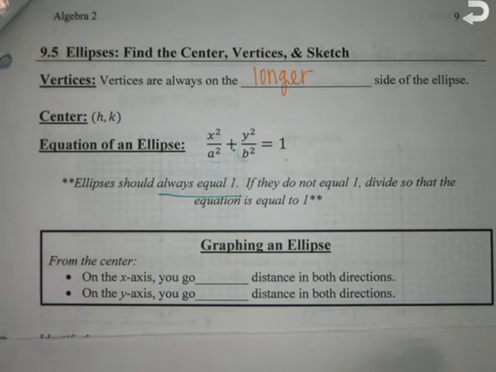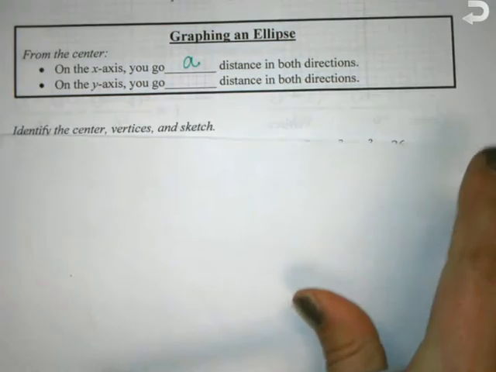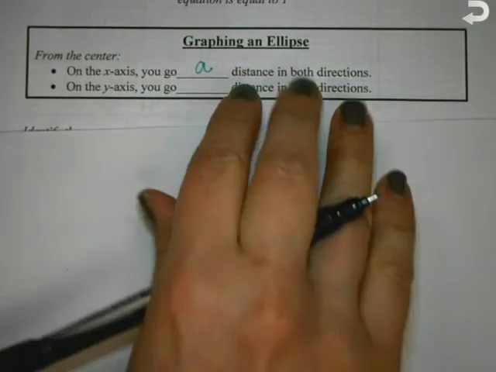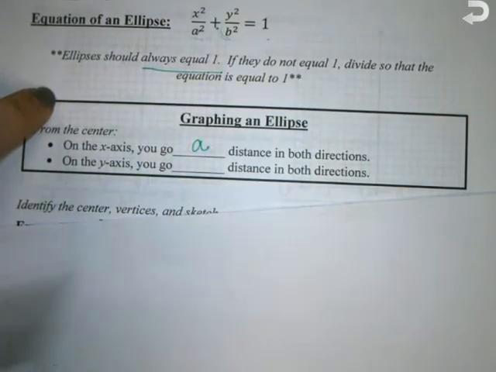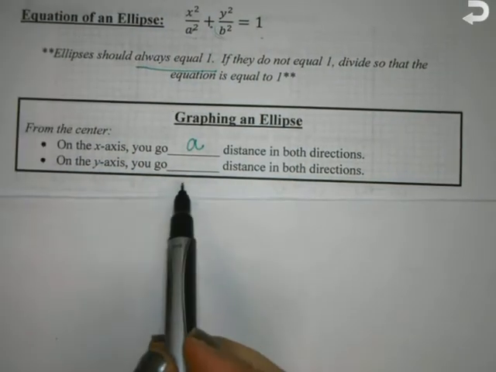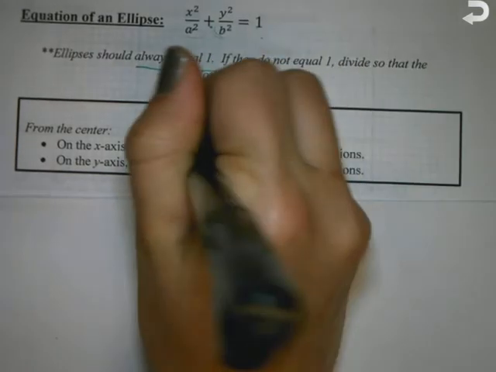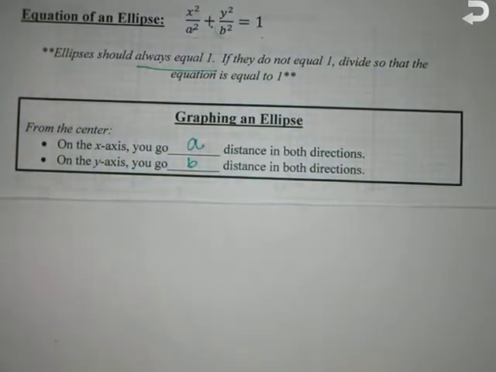So how do we graph these things? From the center, on the x-axis you're going to go a distance a in both directions. So whatever that a coordinate is, the one that's attached to the x's, that's where you're going to go right or left in both directions. And then on the y-axis, you're going to go b distance in both directions. So for the b's, you're going to go up and down both ways.